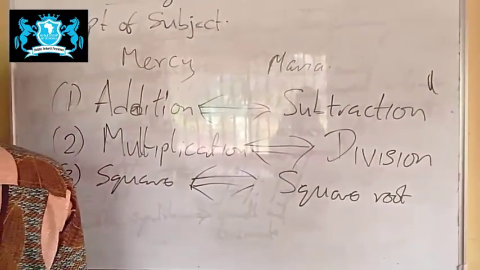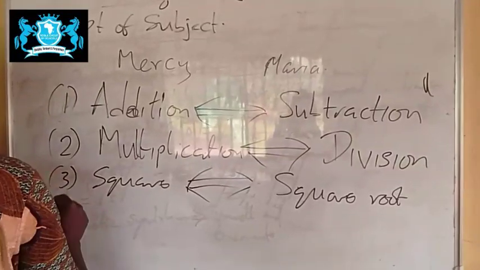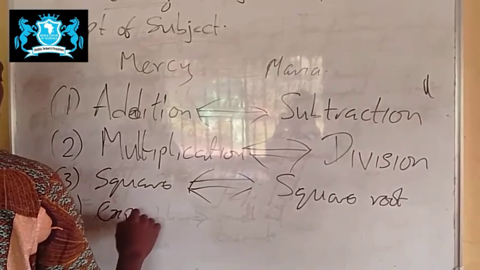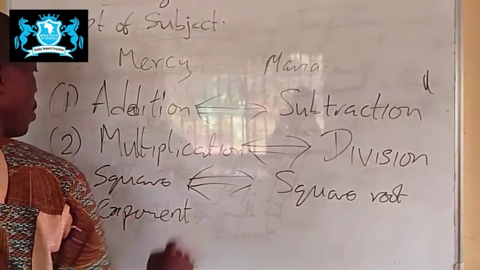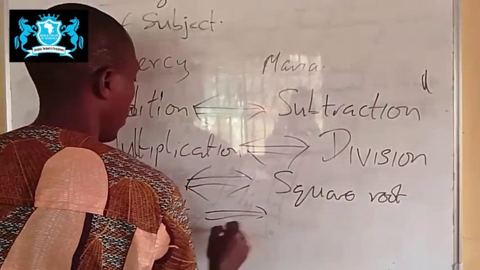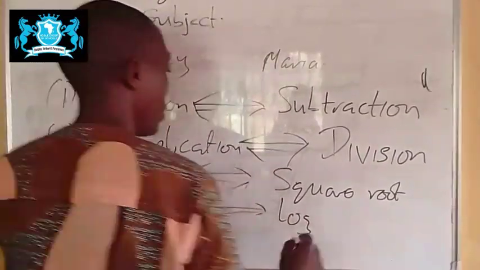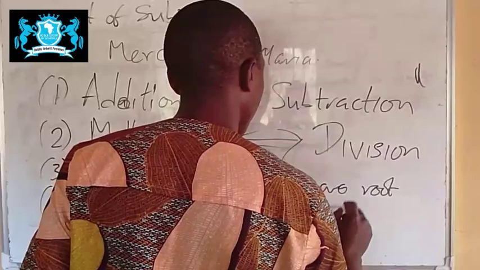Conjugate number 4, you have exponent, double arrow, log, logarithm.